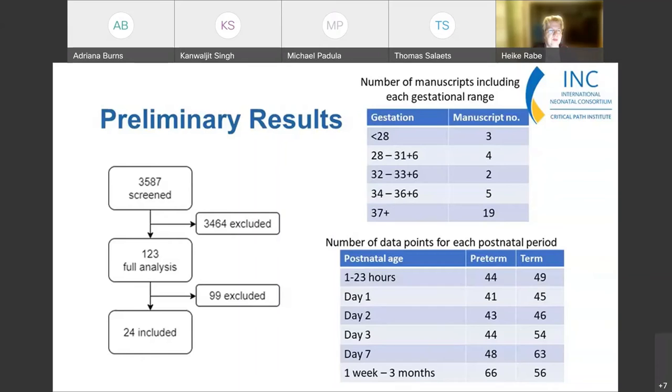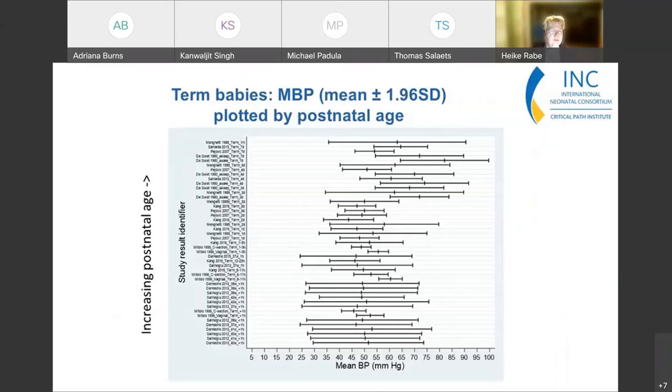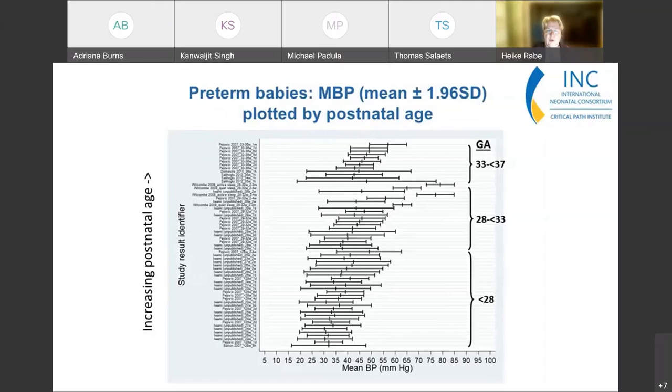So I'm just sharing a couple of plots. Steve Bremner always has a very clever way of presenting the data in an interesting fashion. This is data looking at mean blood pressures in term babies plotted by postnatal age. You see here the publications. Quite often publications give us data points for different time points, so we always start with the lowest or the youngest age, and then it goes up. In the term infants, you can see that the mean is usually around 45 to 50, 55. We also looked at systolic and diastolic blood pressure as well, but don't have the time to show you all the different plots, which we will put into the publication, which is currently being worked upon.